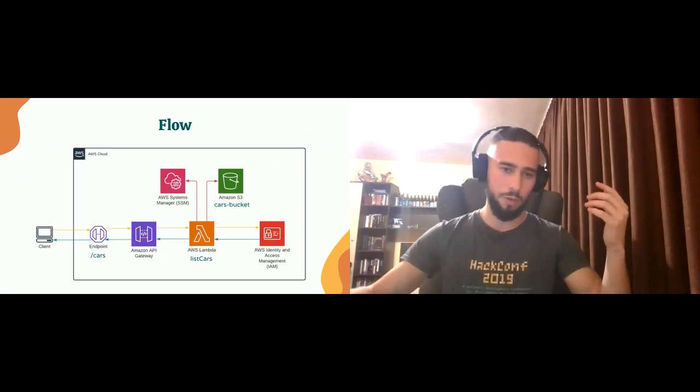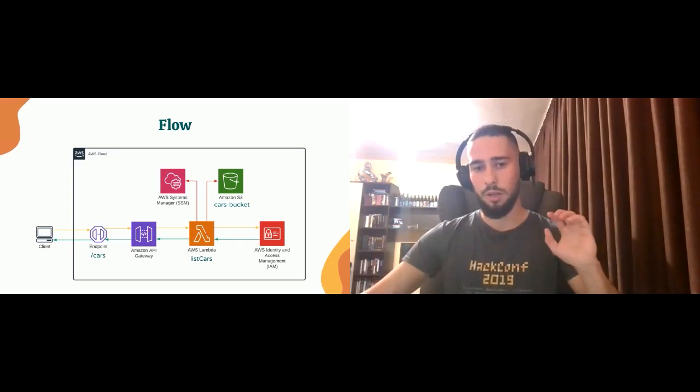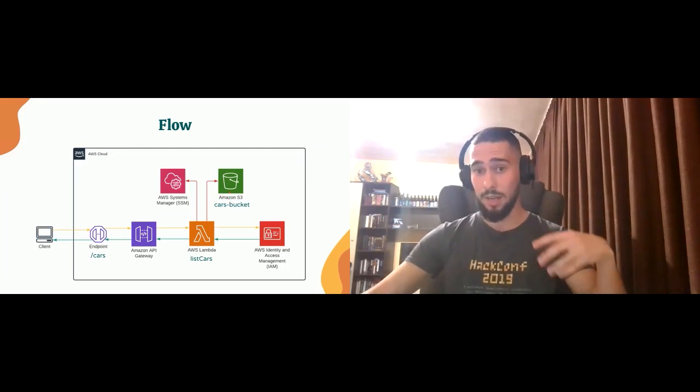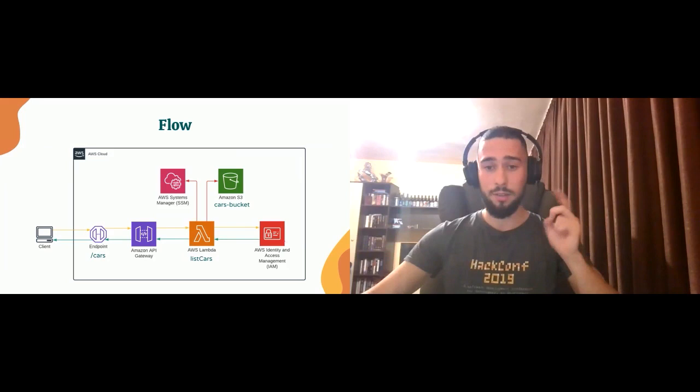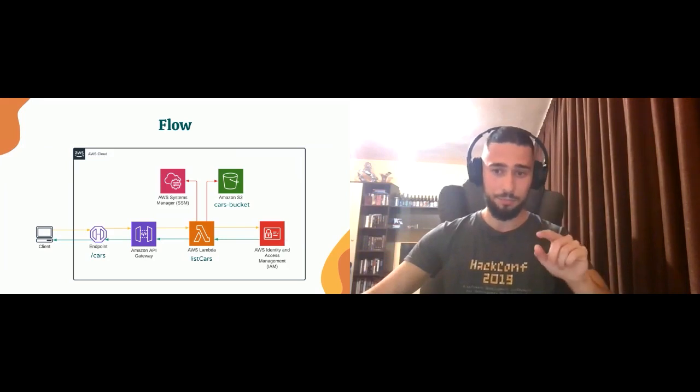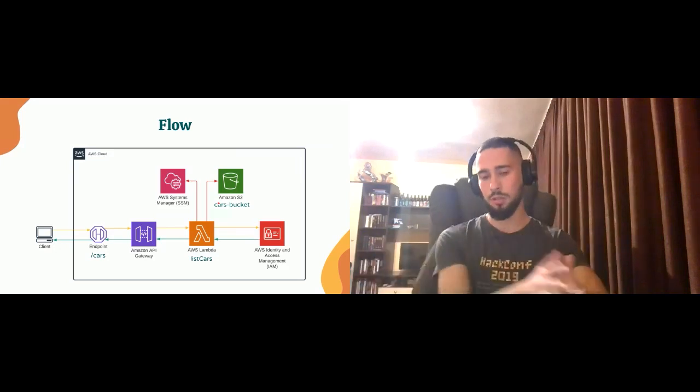So looking at the diagram, we have our client, which is our browser. We make a request to the endpoint. This endpoint from API Gateway invokes our Lambda function, which actually lists cars from my S3 bucket. And before that, Lambda actually asks AWS IAM, or Identity Access Management, whether we have access to S3. So all of these are working together now as a single application.